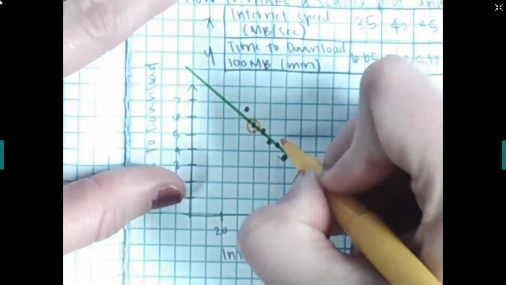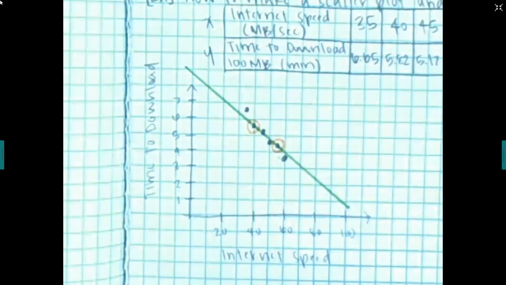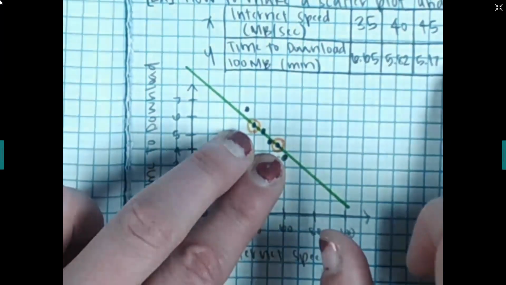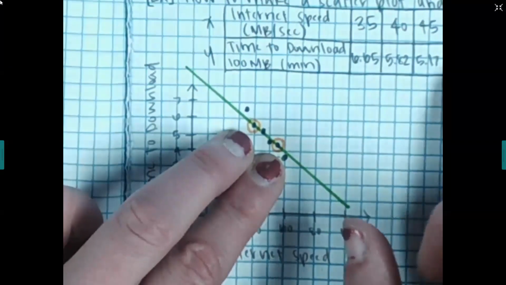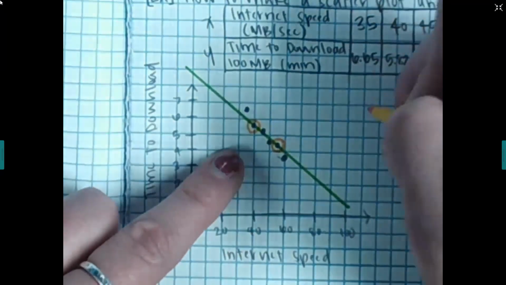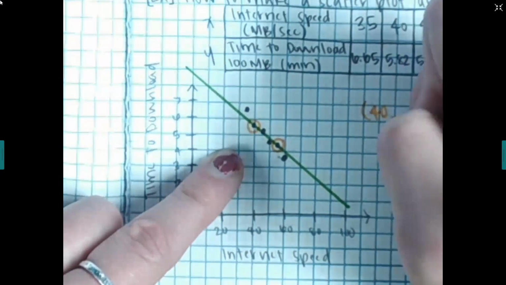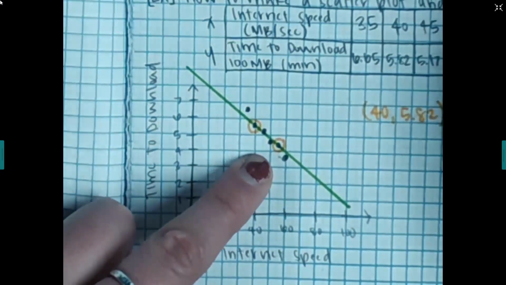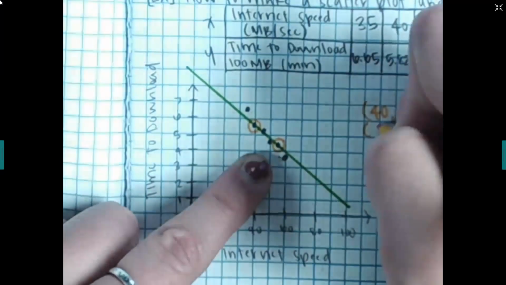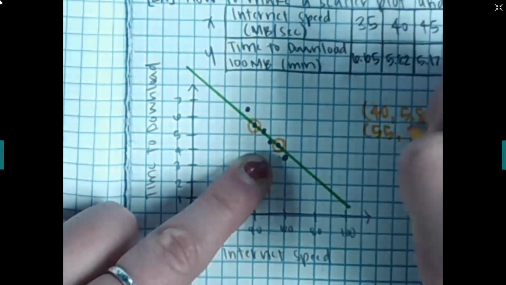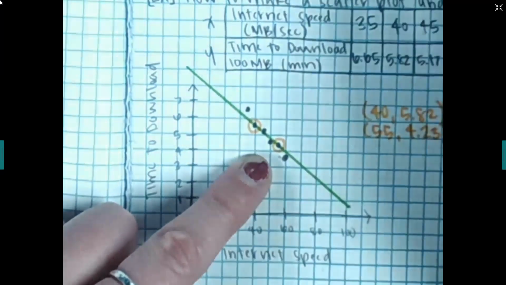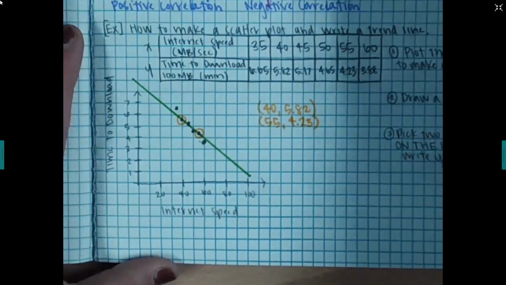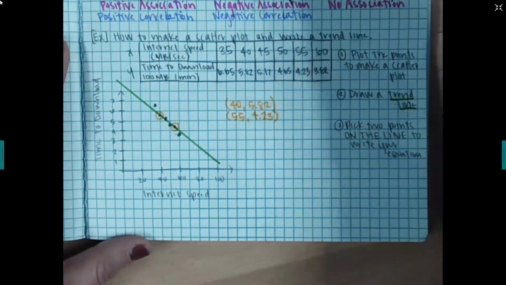And it just so happens that I maybe did that on purpose, where I have those 2 points on the line. And they're actual data points from my table. So I'm going to pick those 2. So this one is 40, 5.82. And I have 55 and 4.23. I'm going to zoom back out. And now I'm going to use those 2 points to write my equation.